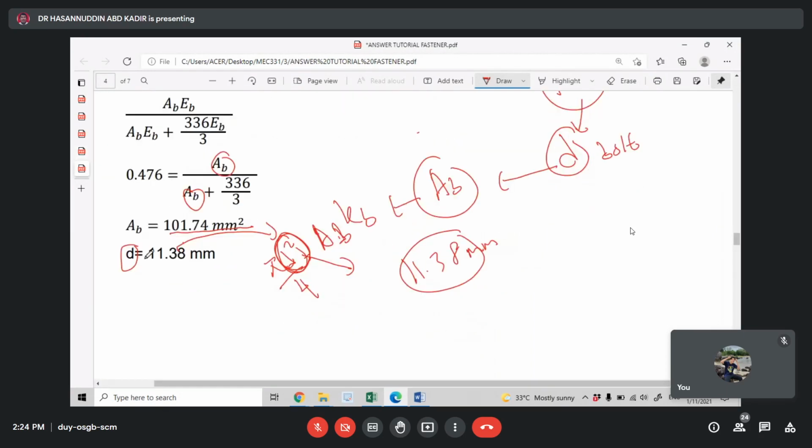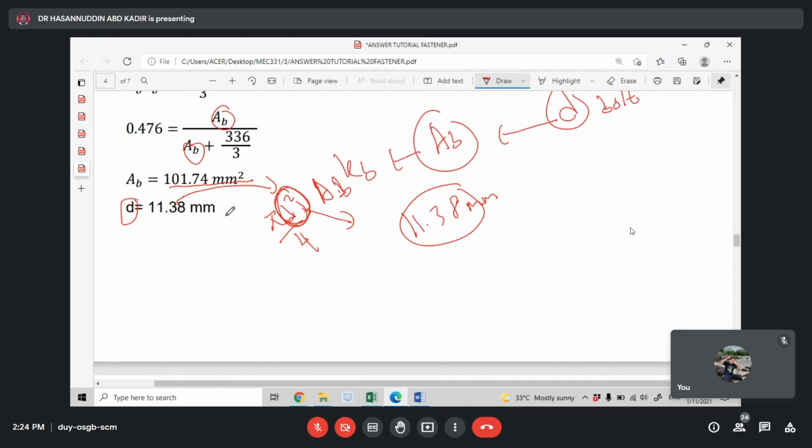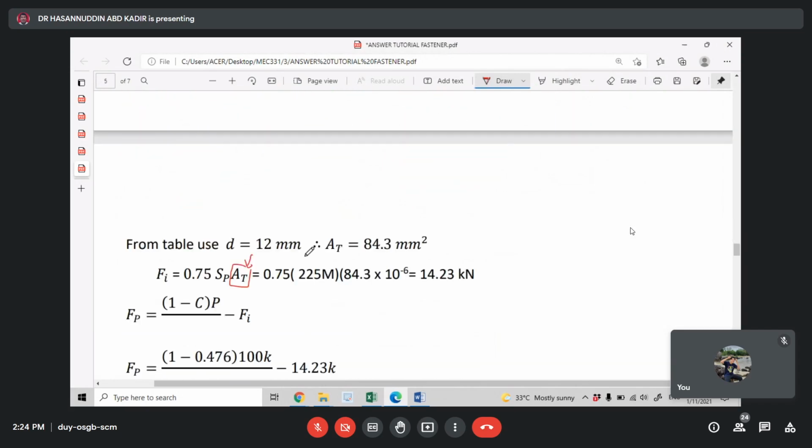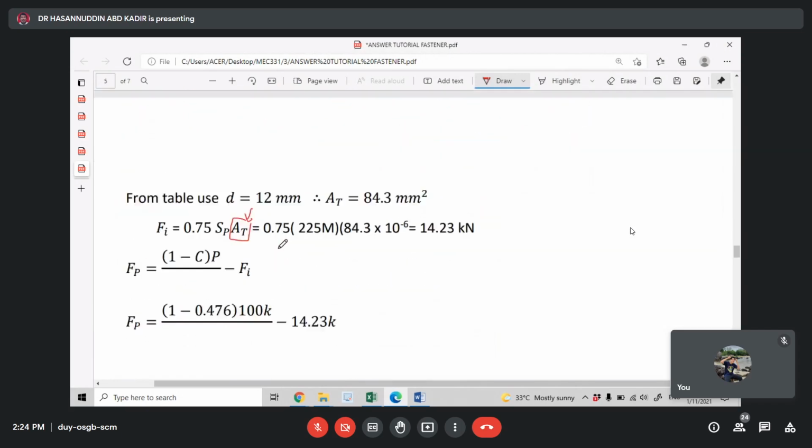Okay, we get the number D by calculation. So on the bolt, it is D square over 4. This is only the area of the bolt, not the AT. Then we select the value on the table. We select the value of 12, the nearest one. Then we can get the area of tensile stress.